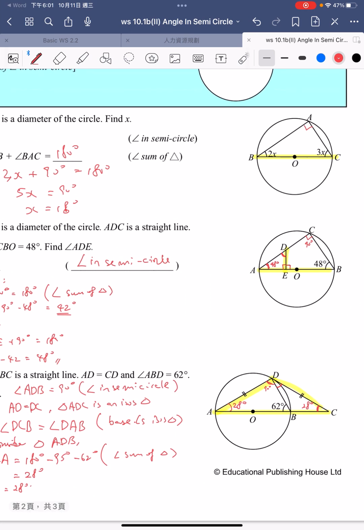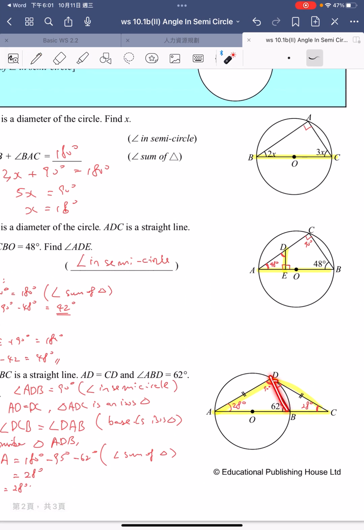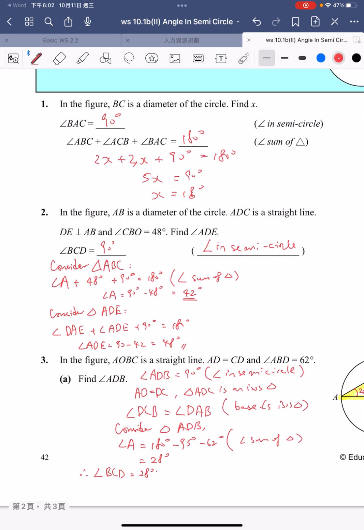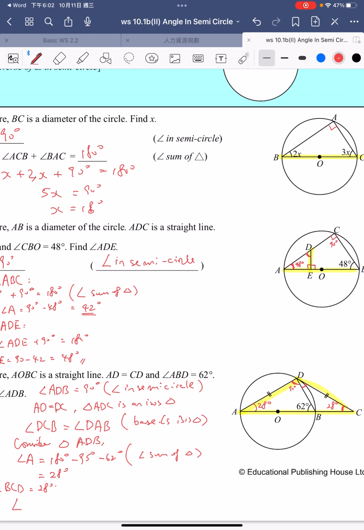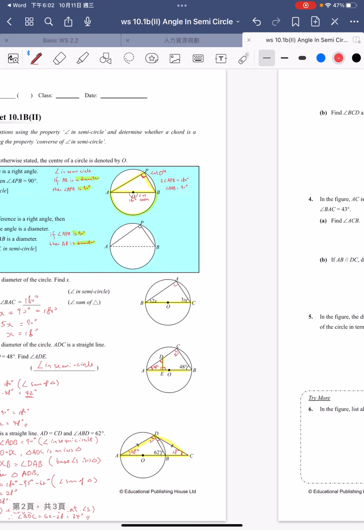So now if we consider the exterior angle, if we look at this one, then we can say this is the unknown, this is 28, so together they plus to give you 62. So we have the angle BCD plus angle BDC is going to be equal to 62 degrees. The reason for that is the exterior angle. Then we can say the angle BDC is going to be equal to 62 minus 28, which gives you 34 degrees. So that's for question 3.